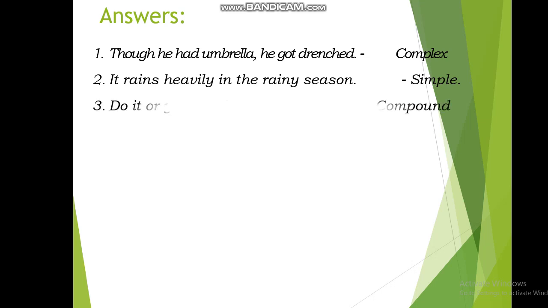And the third one is: do it or you will be punished. It is compound. Why does it belong to compound? Because there is a coordinating conjunction. There is or. We know coordinating conjunctions are mainly three types: and, or, but. So you can understand the signs of the different structures.